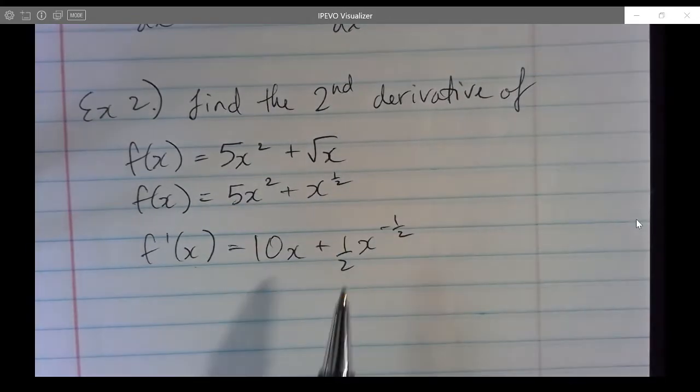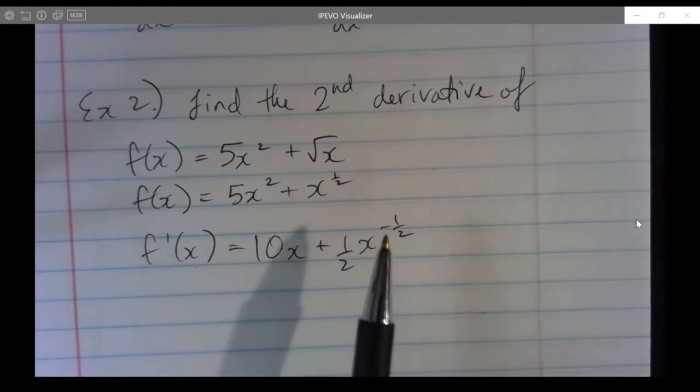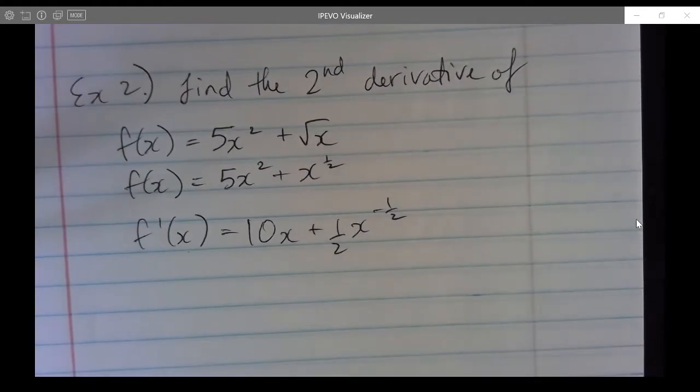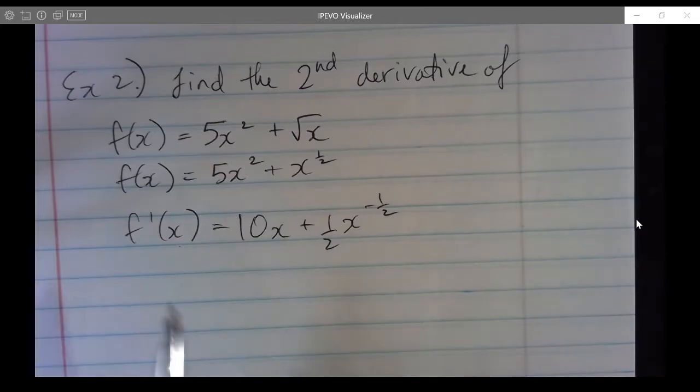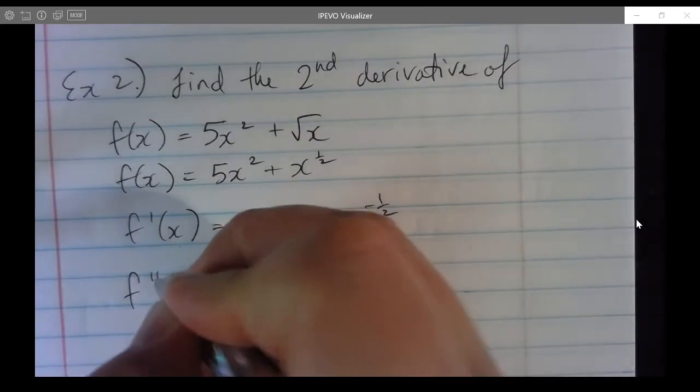Now, at this point, very often I'd start simplifying that to get rid of the negative exponent and the fractional exponent, maybe go back to radical. But I'm not done yet. That's only the first derivative. I want the second derivative.